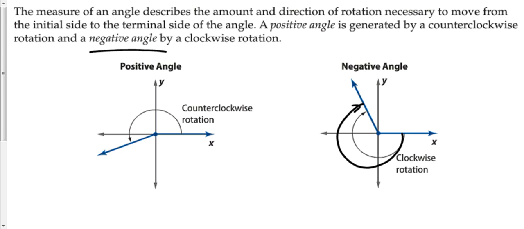So I could measure this angle from my initial side to the terminal side like this, but then it would be a positive angle. If I wanted to measure the negative angle, I would have to go the other way. I would have to go in a clockwise direction.